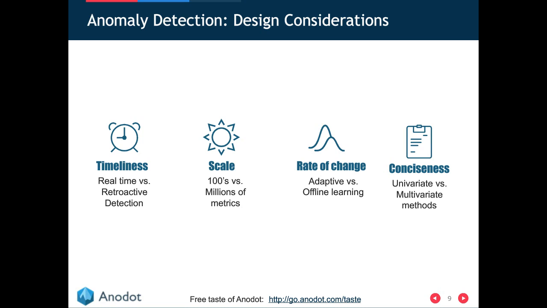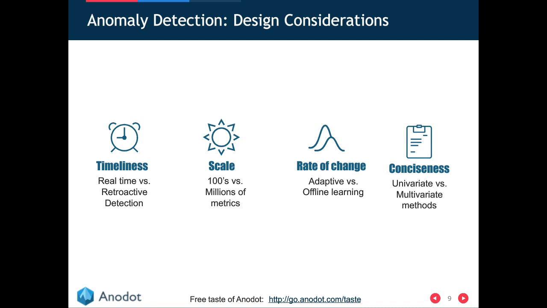The last one is conciseness. I'm measuring a lot of things about my system, and the question is, can I live with a univariate approach for detecting anomalies, so detecting anomalies at every single metric, or do I need multivariate methods? And that relates to conciseness because oftentimes when some incident happens, a lot of the time series signals that I'm measuring, a lot of the metrics become anomalous. And the question is, do I want to see them together in some way, or can I live with them alerting me each one individually?